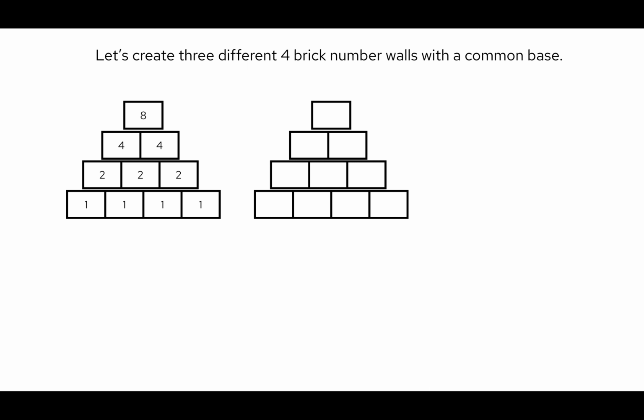All right, here's our next one. 2, 2, 2, and 2. So again, we're going to add them together. So the sum of 2 and 2 is 4. Then we add our 4s together and we get 8. And 8 plus 8 is 16.